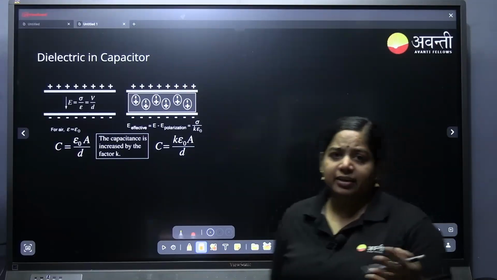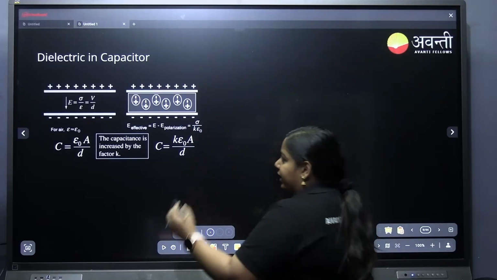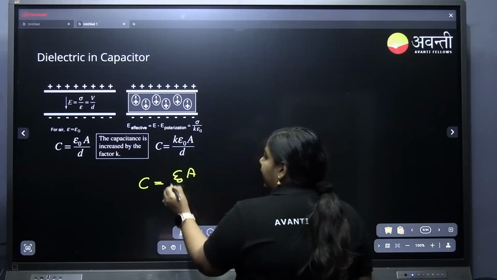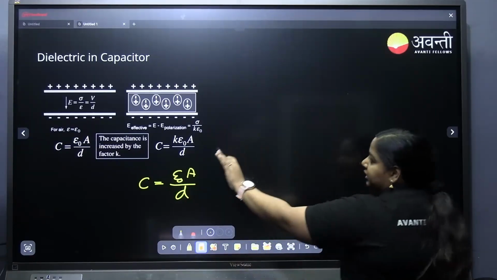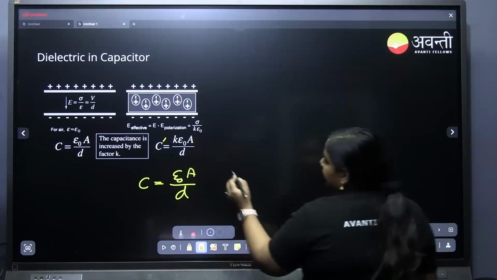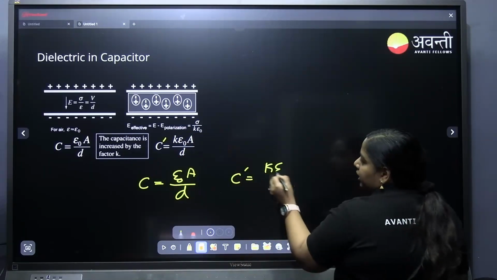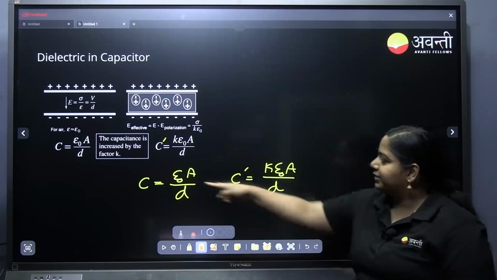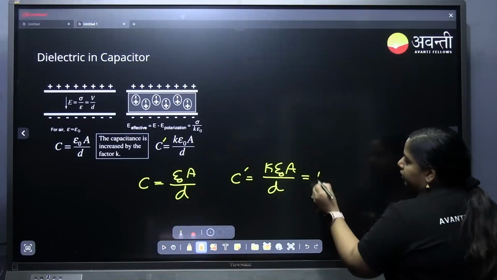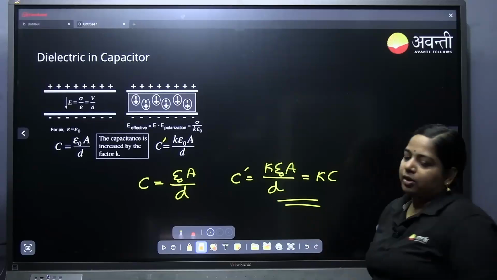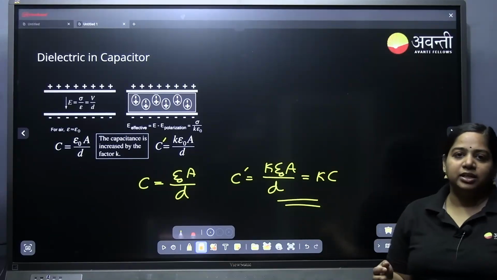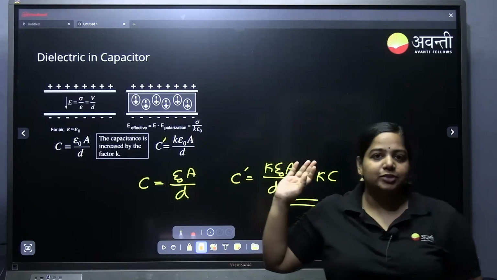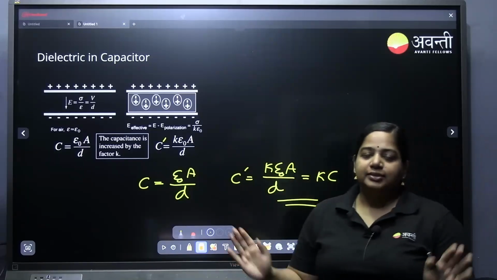Next is placing a dielectric in a capacitor. We already discussed that if no dielectric is placed initially, C equals epsilon naught A by D. After inserting the dielectric, C dash will be equal to K epsilon naught A by D. So epsilon naught A by D is C, so we can say C dash is equal to K into C. This is how the capacitance changes when we insert a dielectric, and the capacitance will be increased.